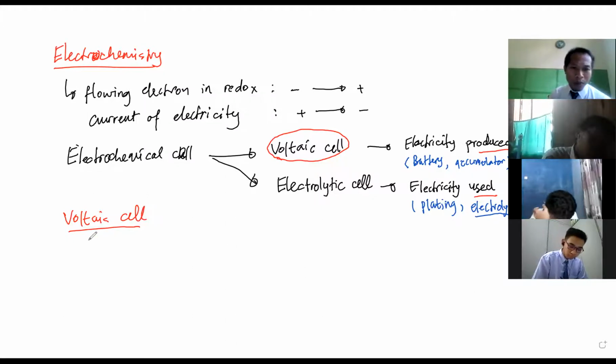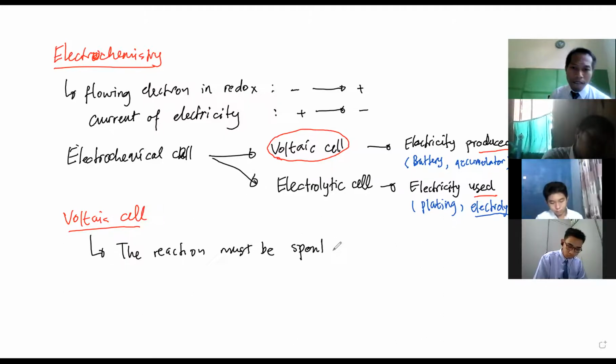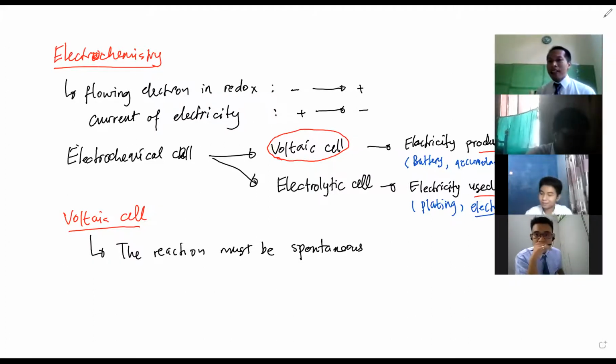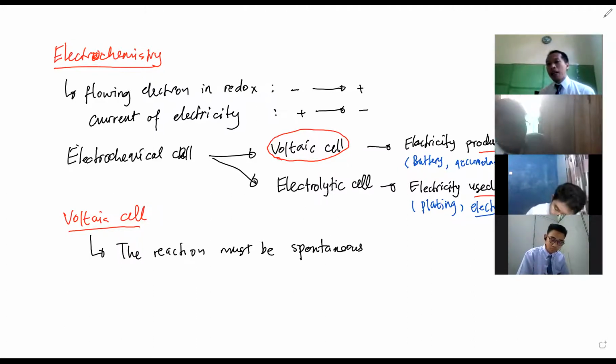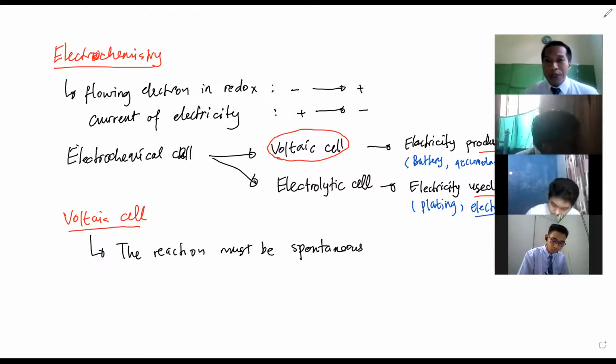All right, one of the most common characteristics of Voltaic Cell is that the reaction must be spontaneous. Do you know spontaneous? What does it mean, spontaneous? Spontan. So it happens by itself. Spontaneous means happening by itself without any disturbing or helping from the outside. The reaction can happen by itself. That is what is meant by spontaneous.